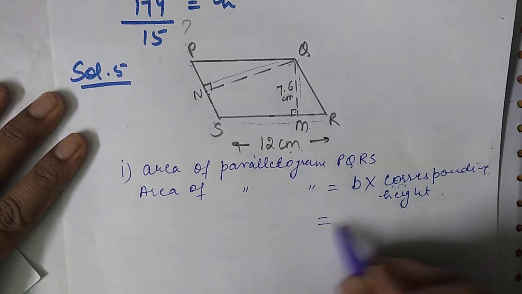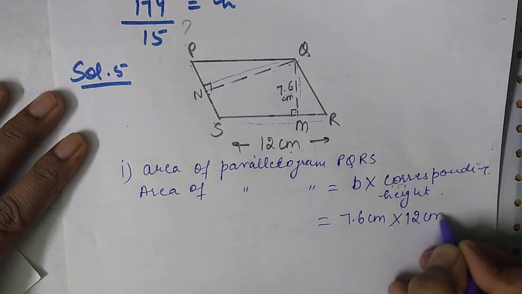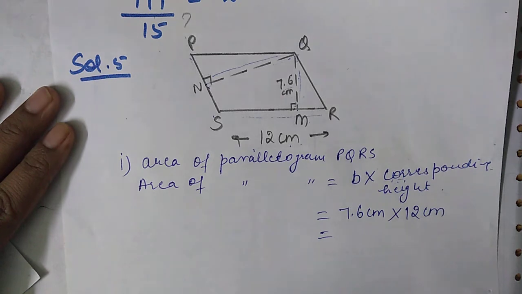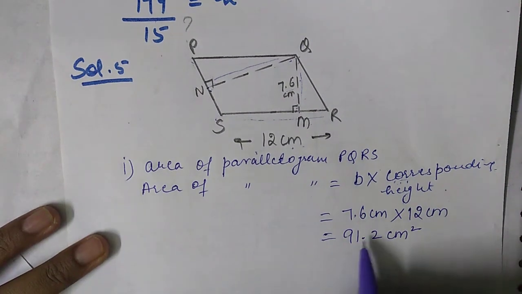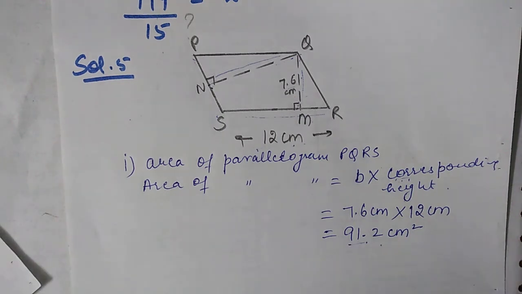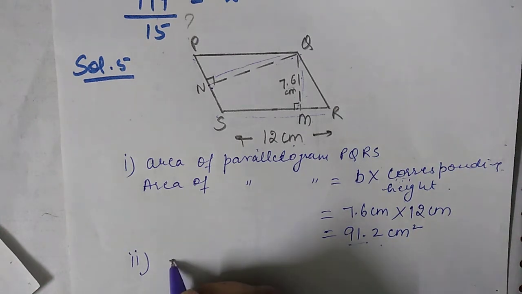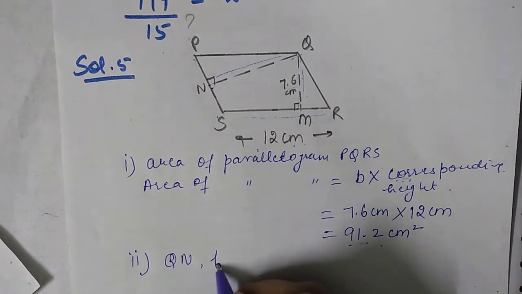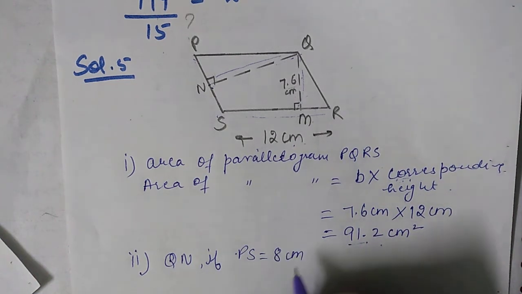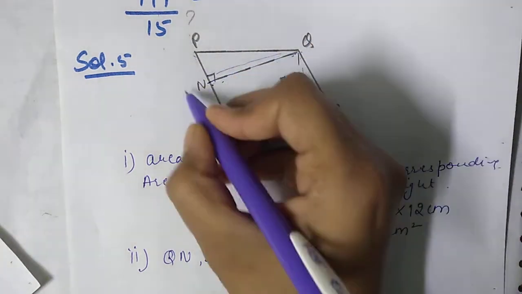So here I am taking base 7.6 centimeter and height 12 centimeter. On multiplying, you will get 91.2 square centimeter. So this is the area of parallelogram. Now in the second part, we have to find QN if PS is equal to 8 centimeter. It means we have to find this one if this is 8 centimeter.